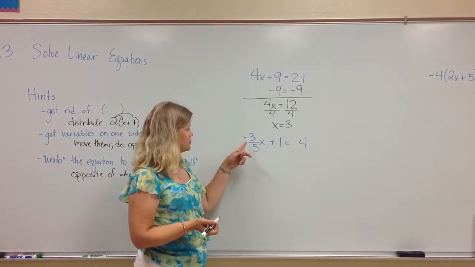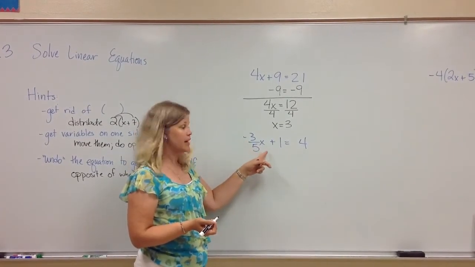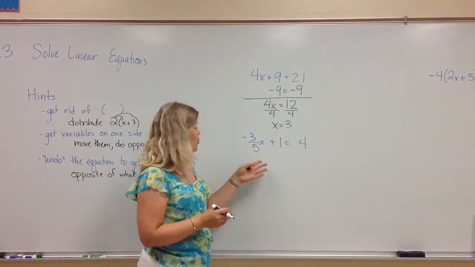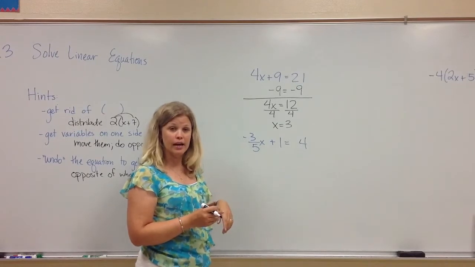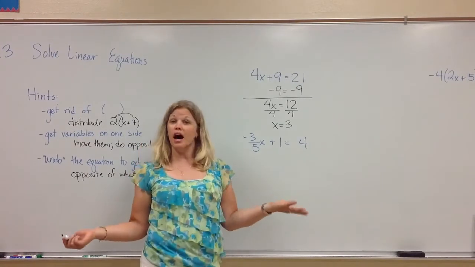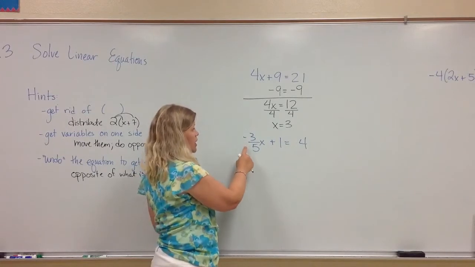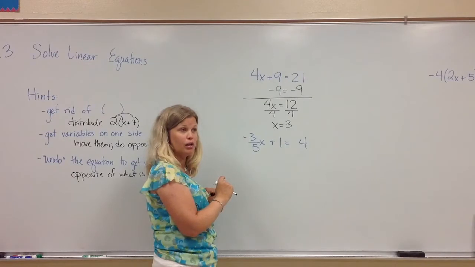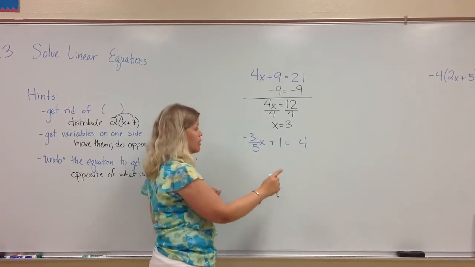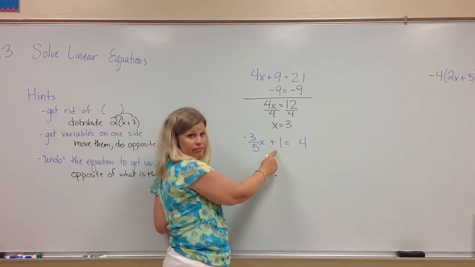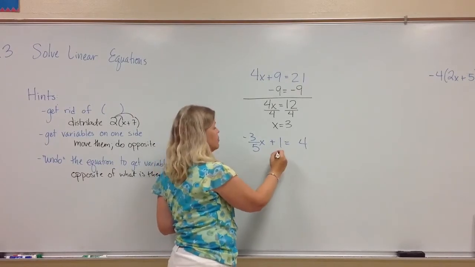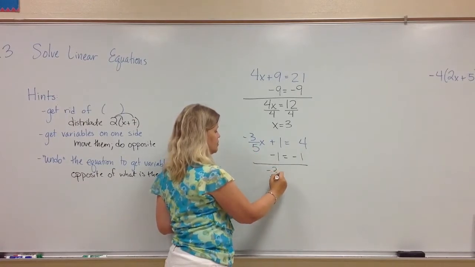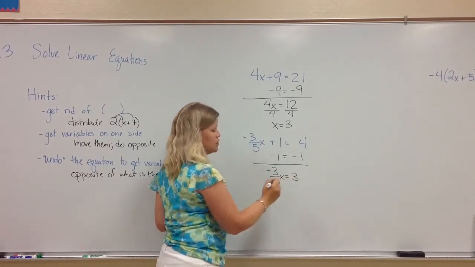Once again, we've got negative 3/5 x plus 1 equals 4. We don't have any parentheses. We have x's only on one side, so all we need to do is undo the equation. There's a negative 3/5 and a plus 1. Which are we going to get rid of first? Well, go through order of operations backwards, get rid of the adding. How do we get rid of adding? We subtract. So we get, on the left side, negative 3/5 x equals 3.